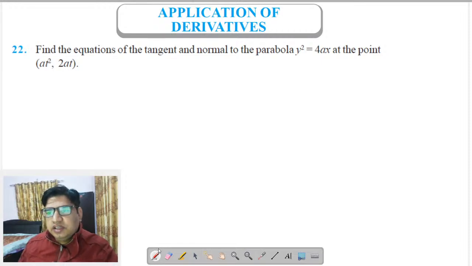Today we are going to start with one more important topic of class 12th, application of derivative, and we have been solving questions from tangents and normal. We have already solved around 21 questions from the tangents and normal application of derivative, and we will try to solve as many questions as possible in the same video. Thank you very much for joining this video, and let's start.